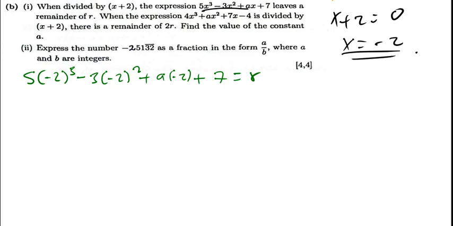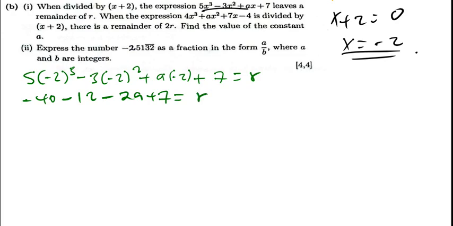Okay, so negative 2 raised to the power 3 should be negative 8. So negative 8 times 5 is negative 40, minus 3 times negative 2 squared, which is 4, so that is going to give me minus 12. Then that will be minus 2a plus 7 being equal to r.